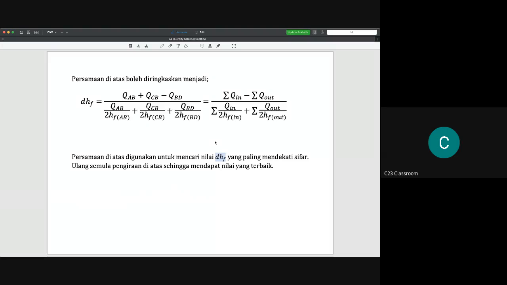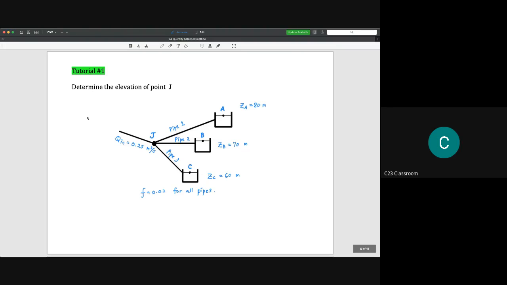So this is the equation, and again, in this method it is the same as the Hardy-Cross method. So we don't take the value of DHF as our final answer. Our final answer should be the prediction of the flow rate. Okay, we see the example.